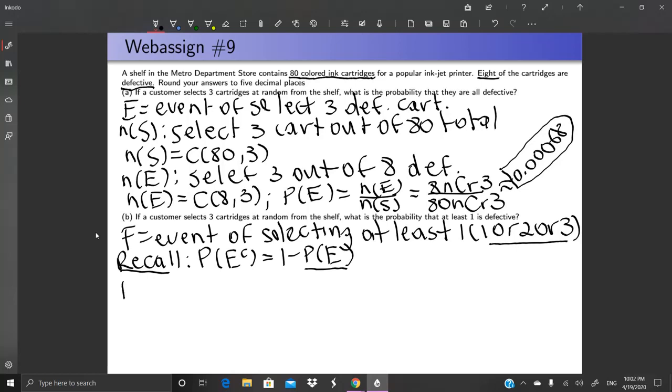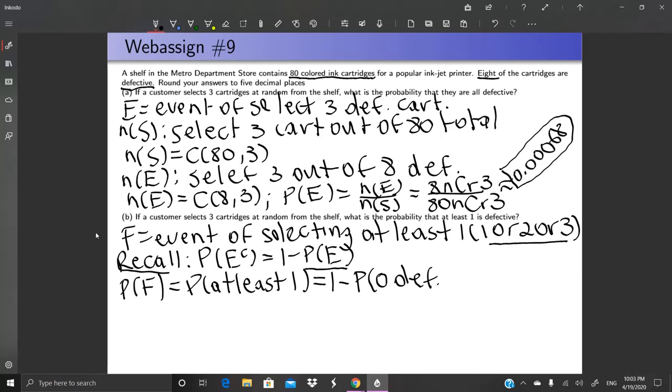So the probability of F, which is what we're looking for, is equal to the probability of at least 1. So we want to do 1 minus the probability of the complement of at least 1. So what is the complement of at least 1? Well, at least 1 starts at 1 and up, so the complement of that will just be 0, right? So that means the probability of 0 defective.